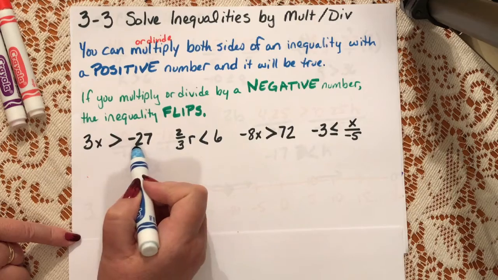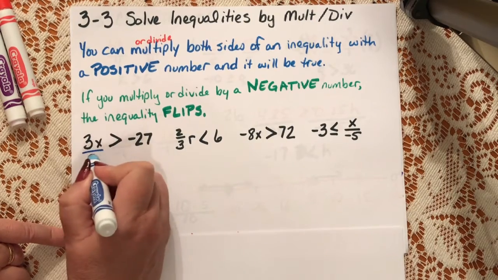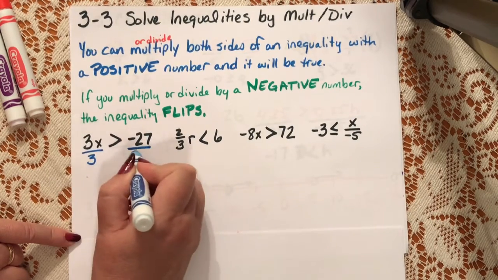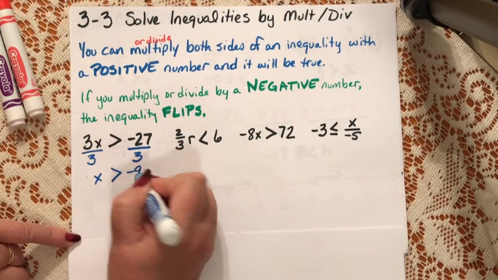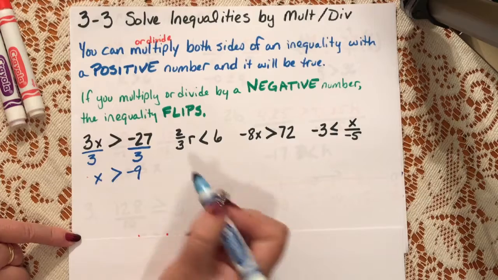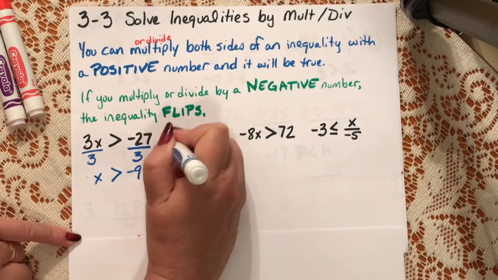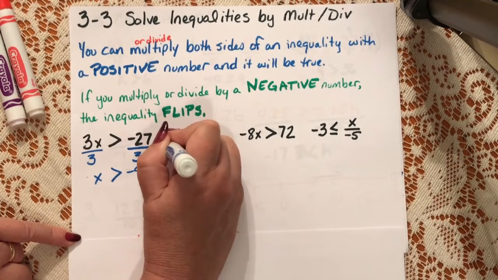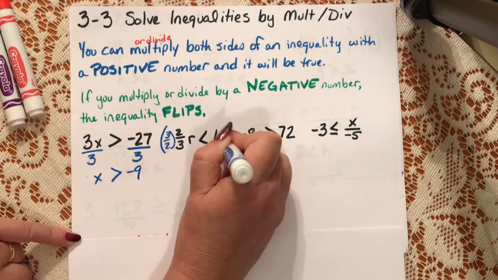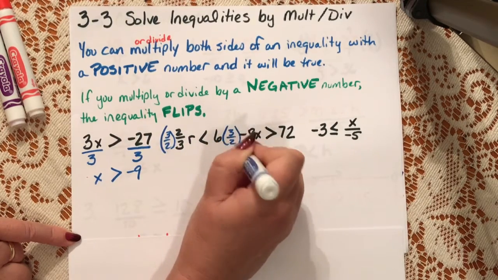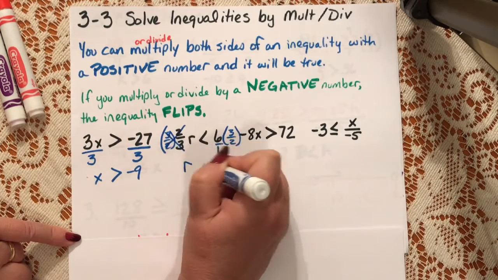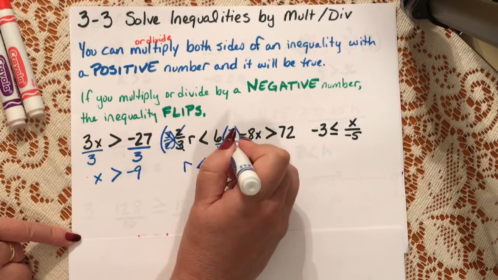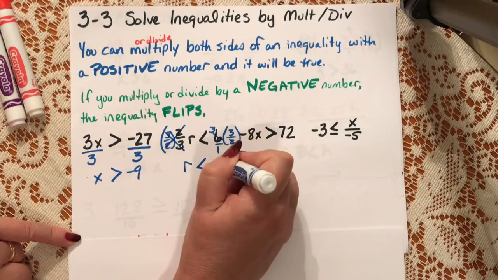3x is greater than negative 27. If I divide both sides by 3, then x is greater than negative 9. I divided by a positive number, so the sign stayed the same. If I multiply both sides by 3/2, then that goes away and r is less than 9.